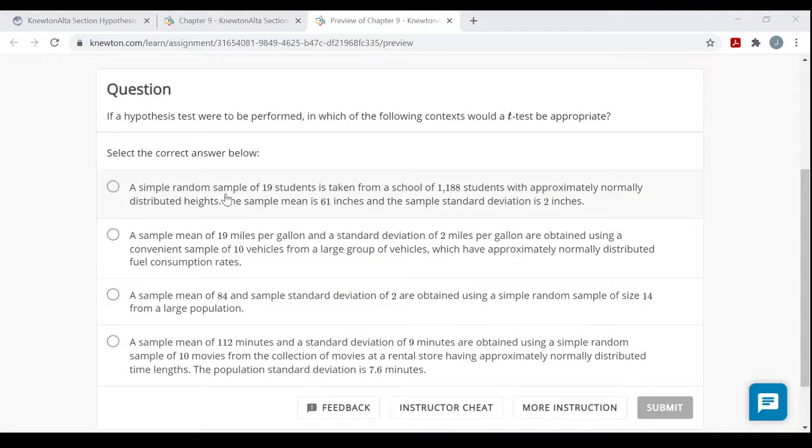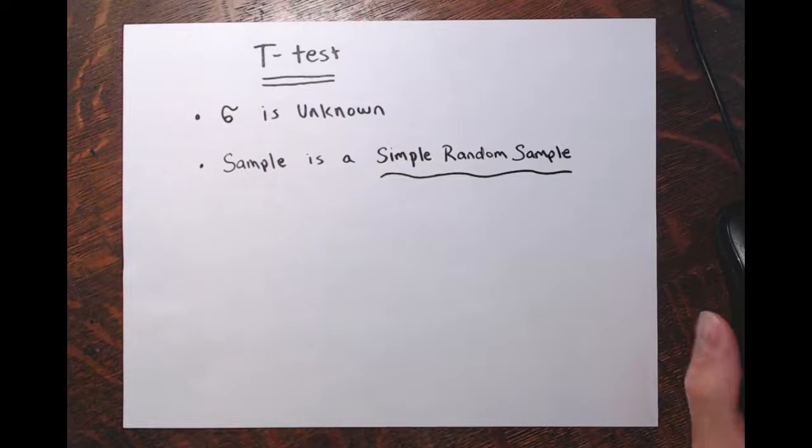So a simple random sample of 19 students is taken from a school of 1,188 students, as your population, with approximately normally distributed heights. So the population's approximately normal. When that's the case, it doesn't matter what your sample size is. Now, if the population is not normal, then you have to take a sample size large enough for the central limit theorem to apply. Remember the central limit theorem?